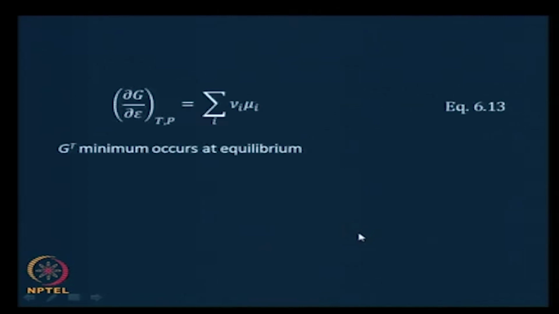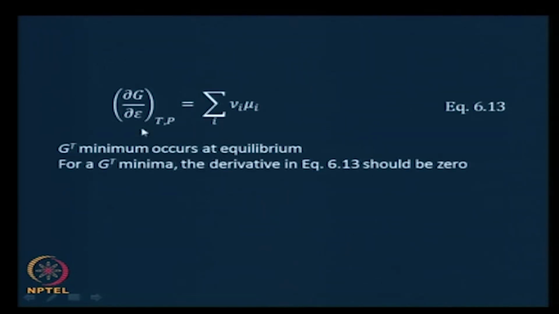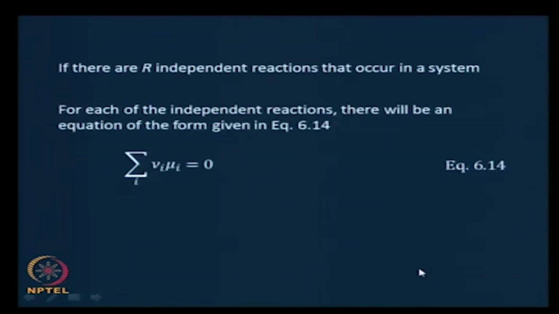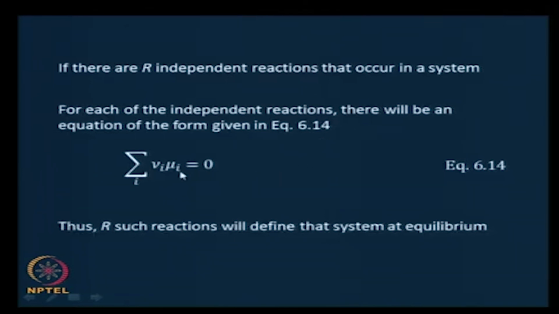So this is the condition for equilibrium: if you take the Gibbs free energy as a function of the reaction coordinate, at the condition of equilibrium the slope of that curve must be 0, and therefore the sum over all i of nu_i mu_i must be 0. This is the basic condition for reaction equilibrium. And if there are R independent reactions that take place in a system, for each of those R reactions you could write one such equation. Therefore R such equations will define the equilibrium of that system.